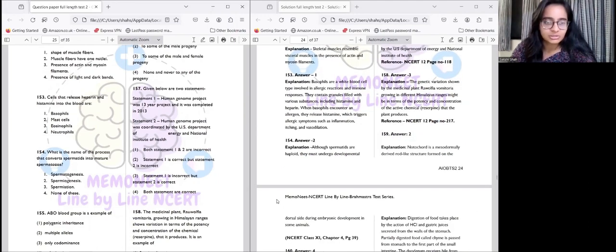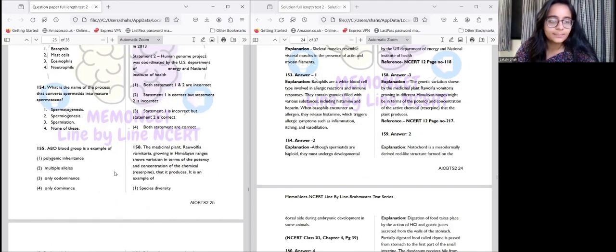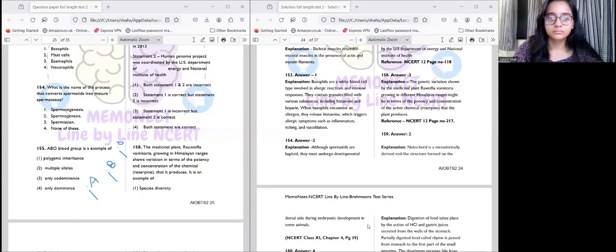Next question. ABO blood group is an example of. Okay, let's see. So ABO blood group will have the genes. Let's see the alleles that will be present. So that will have IA, IB, and IO. All of the alleles, right? Let me just write it down here. Okay, so I've written down the three alleles present in ABO blood group, that is IA, IB, and IO.